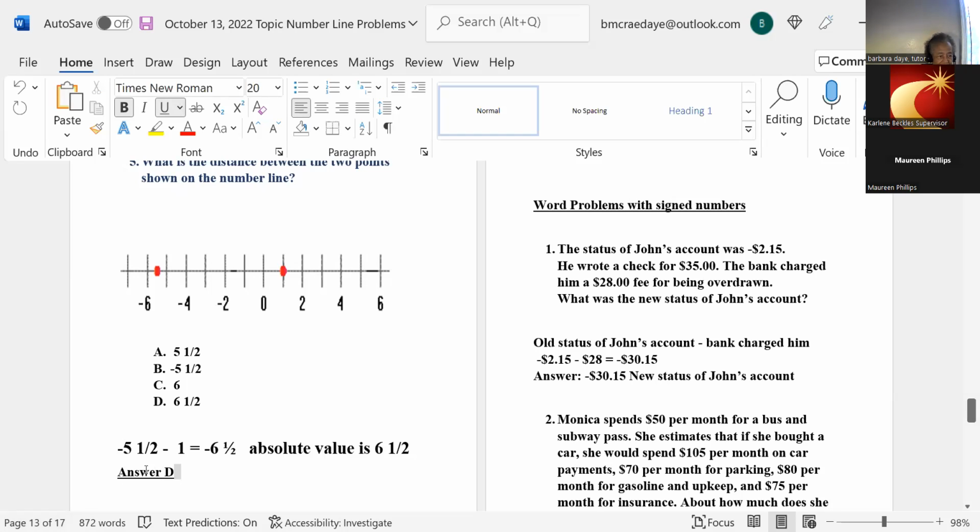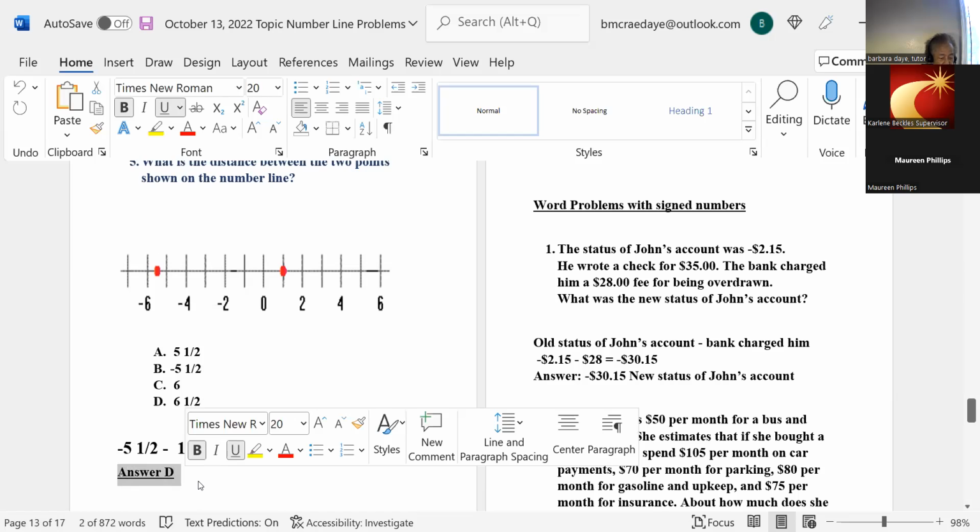Answer D. Now, this is -5, but midway between -5 and -6 is -5.5. Just watch for those fractions, all right? Because if you have a point between a whole number and another whole number, it'll be a fraction there somewhere, okay? Always.